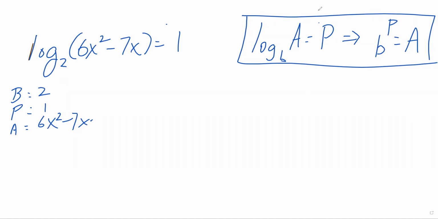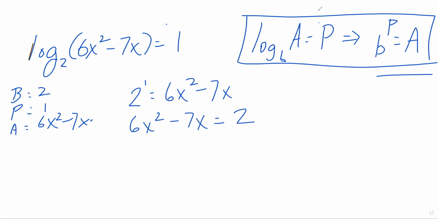So what that means is if I follow the model here, I'm going to get 2 to the 1 is 6x squared minus 7x. You have to follow that carefully. And if you're struggling to understand the whole big idea, now people do have trouble with the quadratic as well. But then you have a situation where you have a quadratic on one side and 2 on the other.